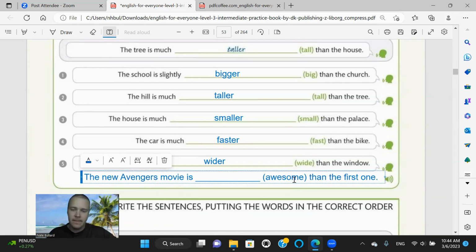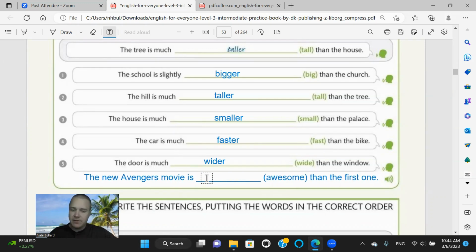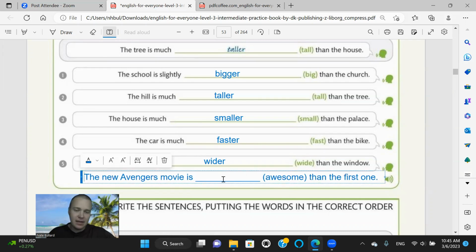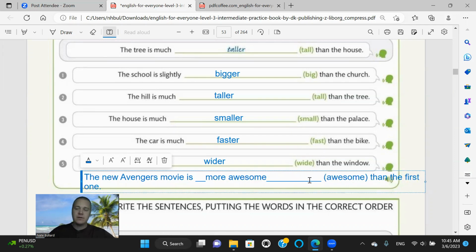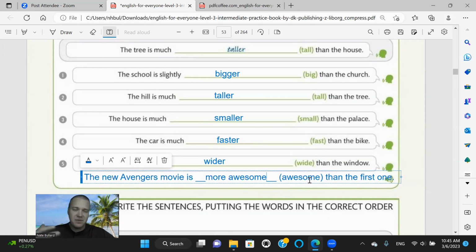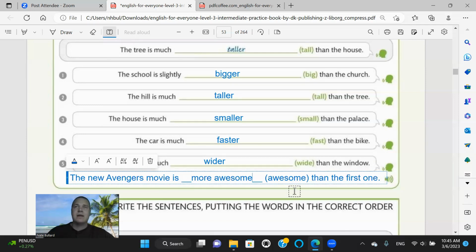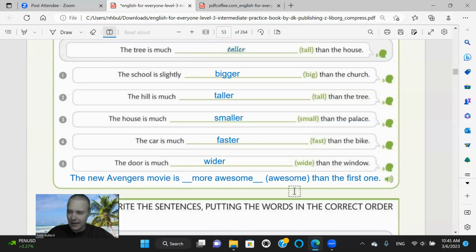¿Cómo vamos a responder? Ok, no vamos a decir awesomer. Awesomer no es una palabra correcta. Vamos a decir, en este caso, more awesome. It's more awesome than the first. O muchas veces diríamos better. The new Avengers movie is better than the first one. Porque the new Avengers movie is more awesome than the first one. Sí es correcto, pero no sería muy común decirlo así.